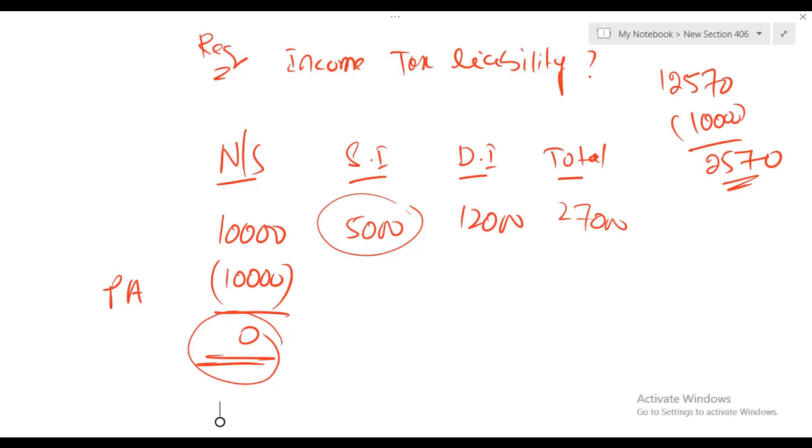Why? Because if right now we deduct 2,570 from the saving income, we will not be saving any tax. Why not? Because you are already paying no tax on saving income. The entire 5,000 of the saving income falls in the starting rate band where the tax rate is 0%.